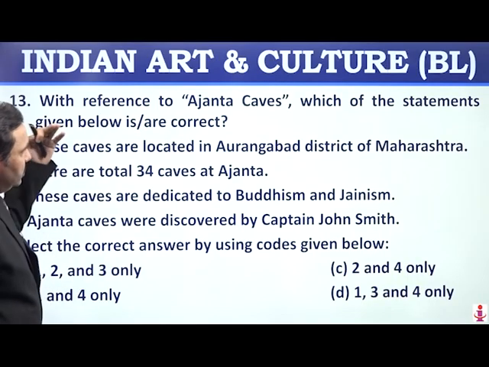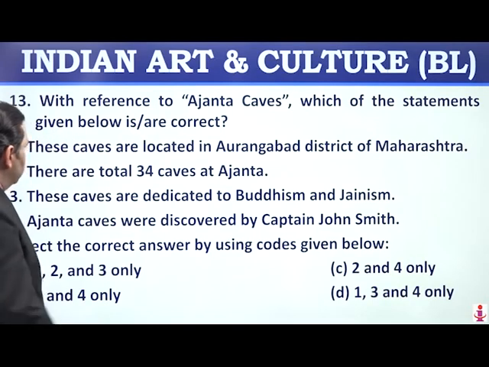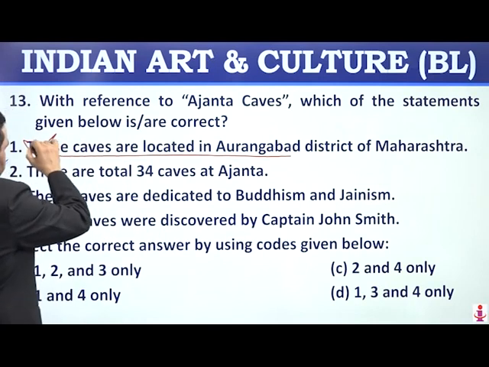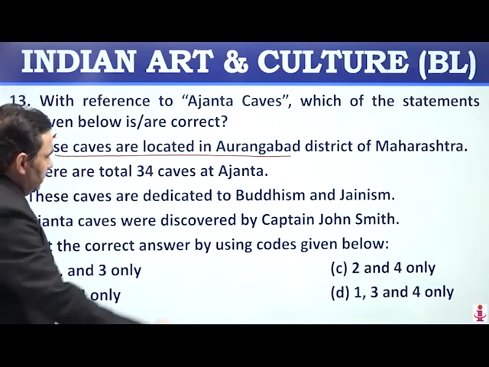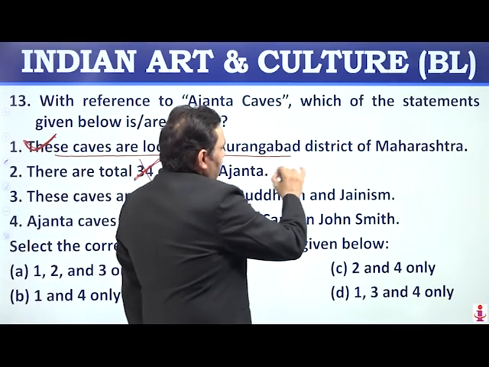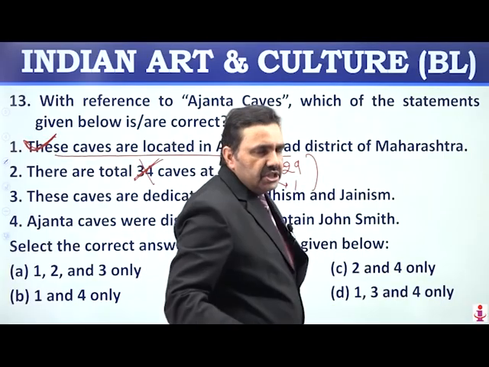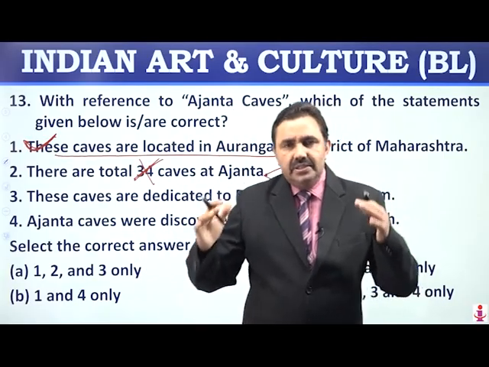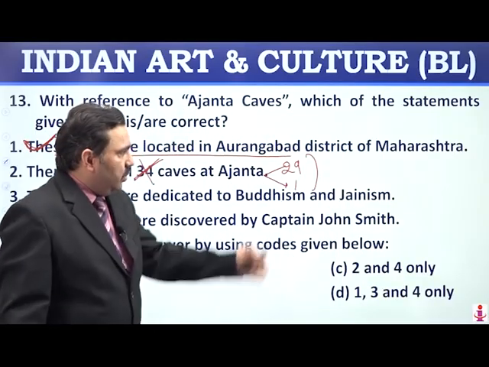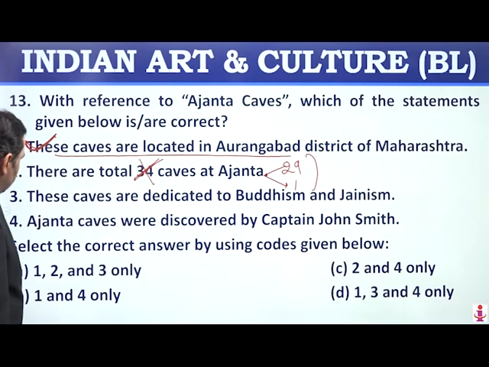Question number 13, with reference to Ajanta caves, which of the statements given below is correct? These caves are located in Aurangabad district of Maharashtra, correct. There are total 30 caves. 29 of these caves are in finished condition and one cave here at Ajanta is in unfinished condition. It means the activities related to cave cutting were abandoned midway because of some factors. The cave was not completed. So not 34 but 30 caves, 29 finished and 1 unfinished.